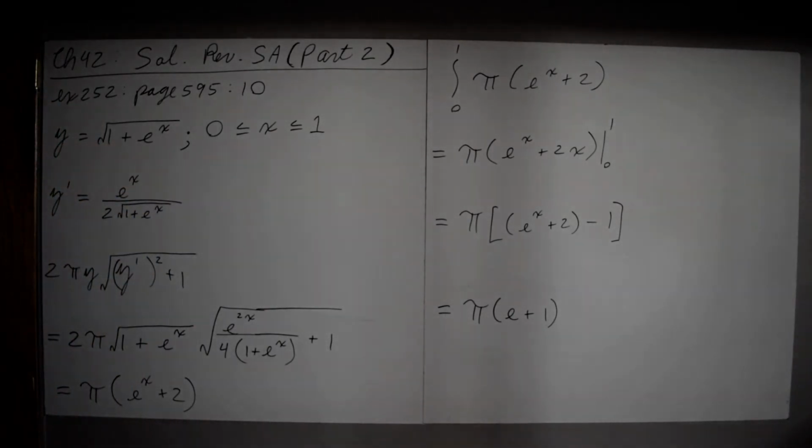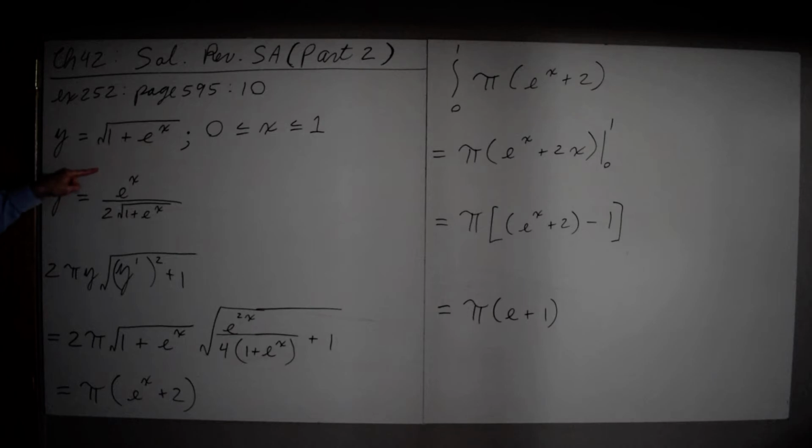And as with the previous example, we will integrate this expression. So we'll integrate from 0 to 1 of 2 pi y times the square root of y prime squared plus 1. So we calculate the derivative. That's just a matter of using the power rule and the chain rule. So we have 1 plus e to the x to the 1/2 power. Take the derivative. We have 1/2 times 1 plus e to the x to the negative 1/2 power. Then we multiply by the derivative of 1 plus e to the x, which is e to the x.